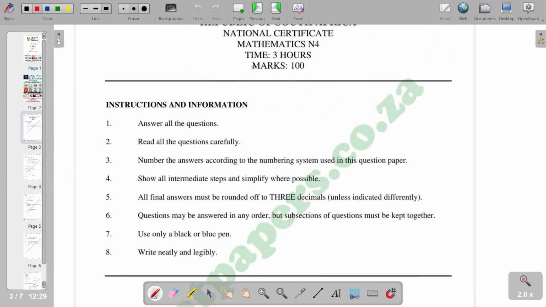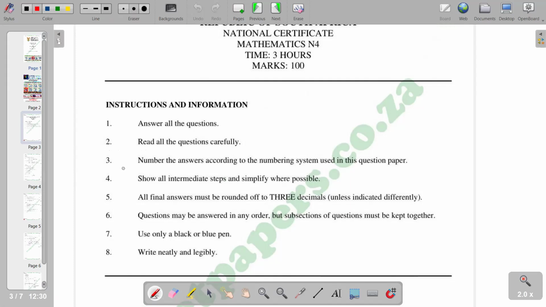We check the paper, it's for 3 hours, having a total of 100 marks. Then we are required to answer all the questions. You are also required to read all the questions carefully, because if you do not read the question carefully, we might end up using a wrong method as required by the question, or even failing to interpret. So make sure that you read all the questions carefully.